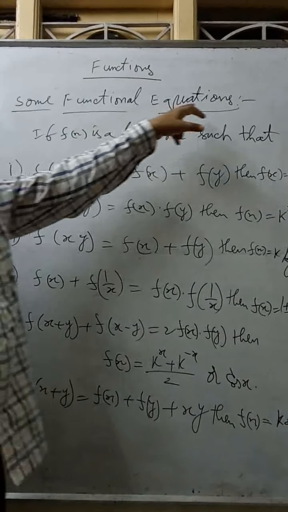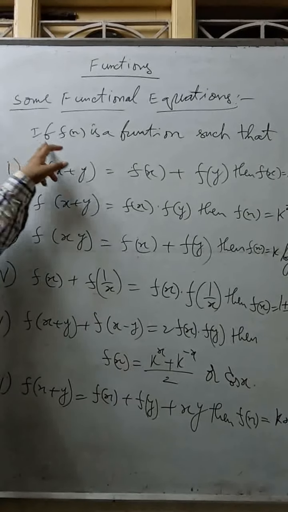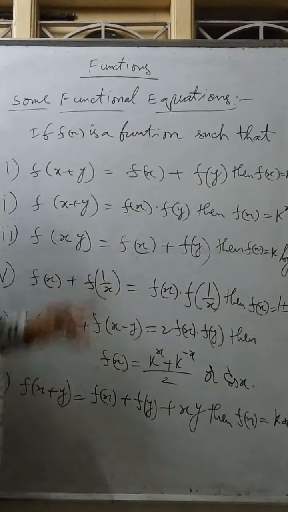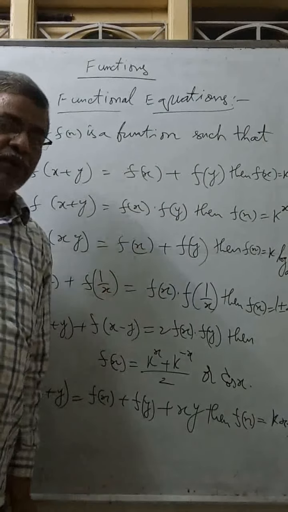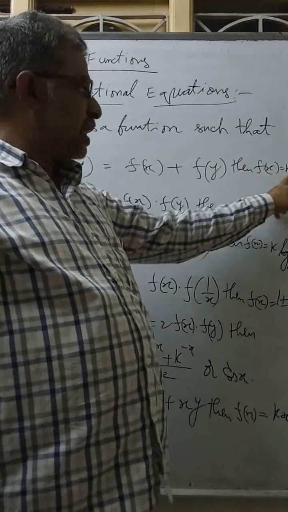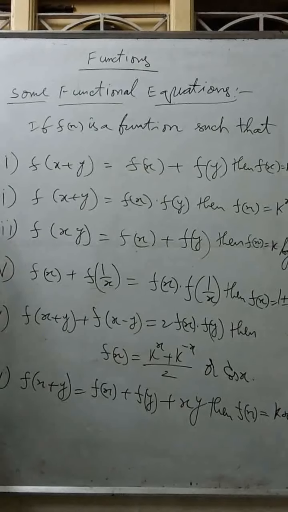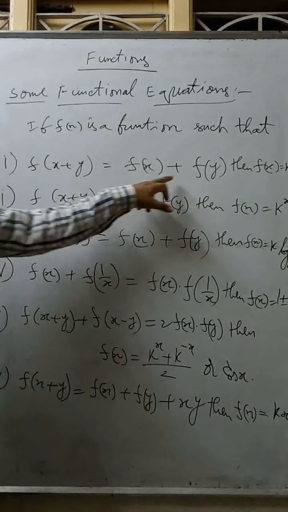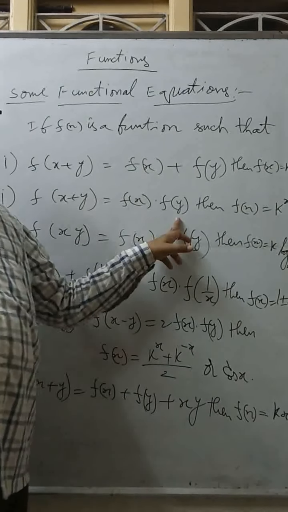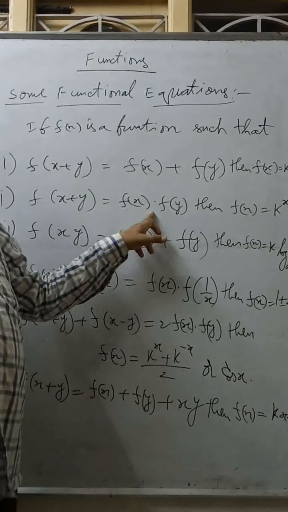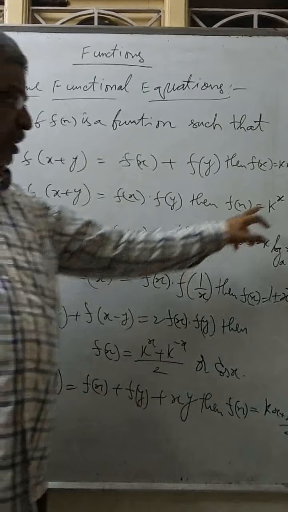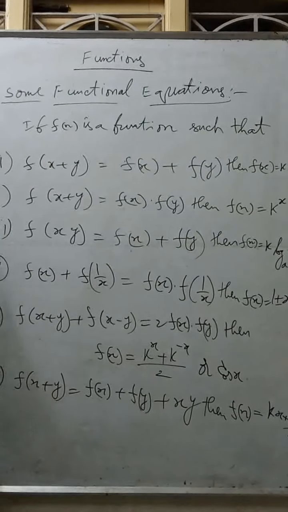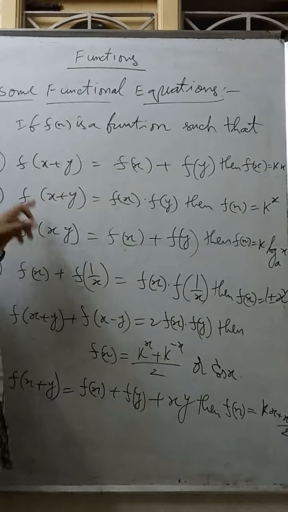Some functional equations. If f of x is a function such that f of x plus y equal to f of x plus f of y, then we can write f of x as kx. Similarly, f of x plus y equal to, instead of plus, f of x into f of y. Instead of plus, we have into here. Then f of x can be written as the exponential function k power x, because it is the opposite of the logarithmic function.